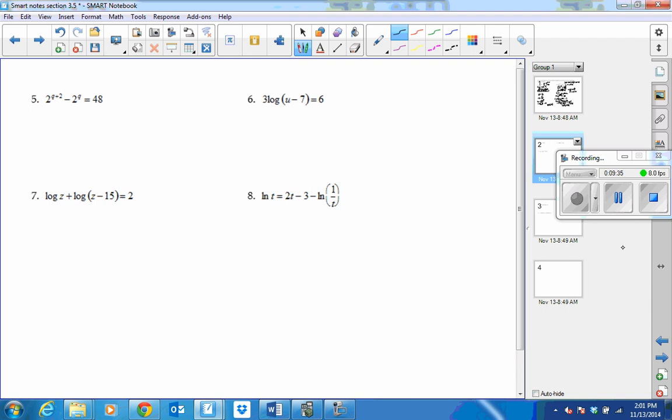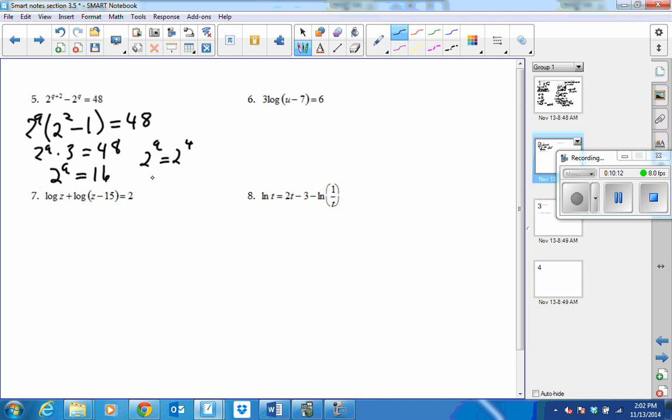So number 5, again, think out of the box, think creatively. We're going to pull out a 2 to the q. And that's going to leave us with 2 squared minus 1 equals 48. And you can always check it and make sure that that distribution will indeed give us that exact same amount that we started with. But 2 squared minus 1 is just 3. So we get 2 to the q times 3 equals 48. Divide by 3 on both sides and we get 2 to the q power equals 16. Well, 2 to the q power equals 2 to the 4th power, because that's what 16 is. Therefore, q would be 4.